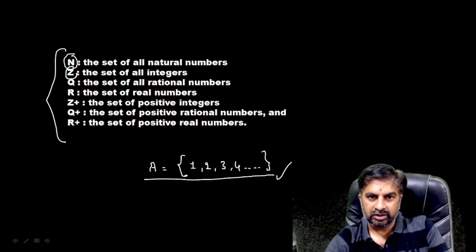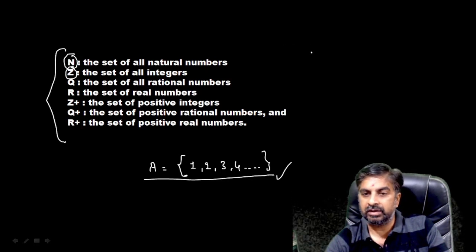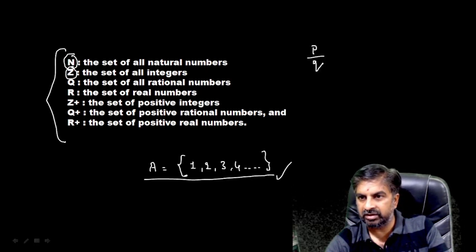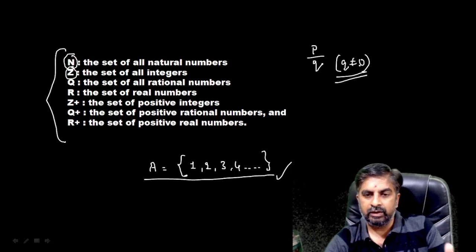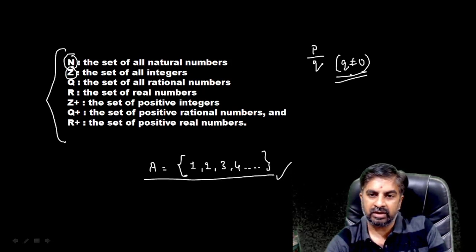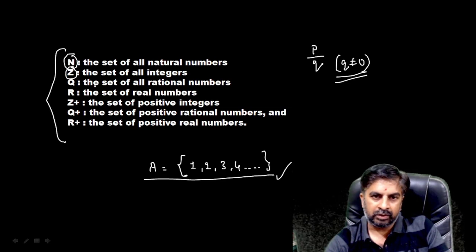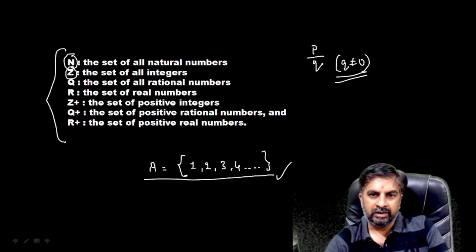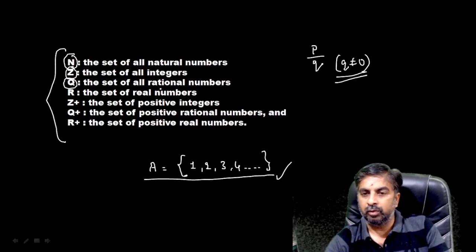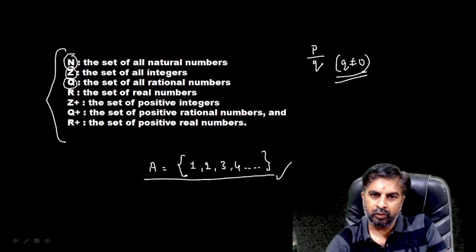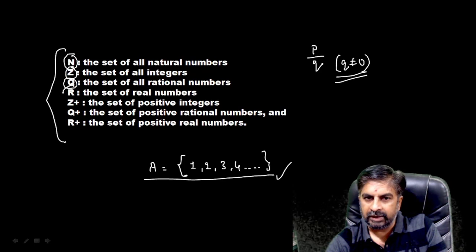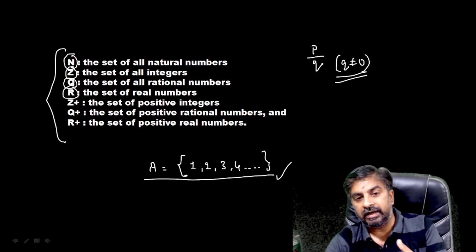So Z means integers, Q means rational numbers. You know what is a rational number? The number which can be written in the form of p by q, where p and q are integers and q not equal to 0. This we have studied in class 9. If you had not seen that, you can go to my class 9 video and you get all these terms properly. Now all rational numbers are represented with Q. Real numbers are all numbers that can be represented on the number line, either positive or negative, all are real numbers, so capital R.